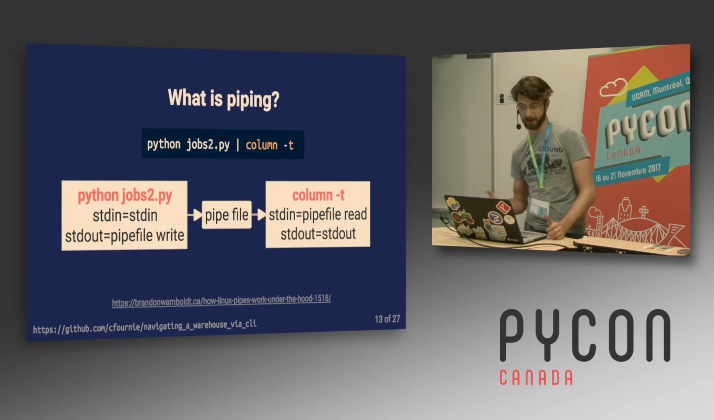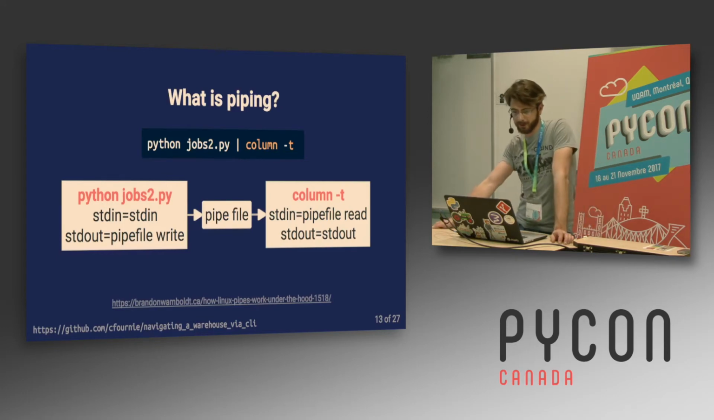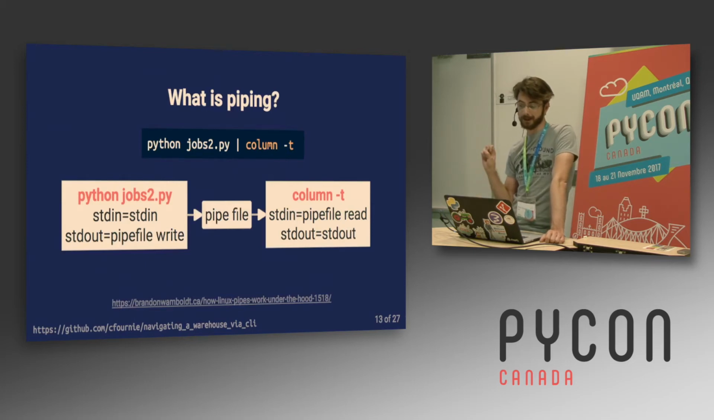So here's the command that I just ran. It's generating tab-separated values with that Python program and passing them directly to the column program, which then prints them to standard out, which we see in our terminal. This chaining is called a pipeline.